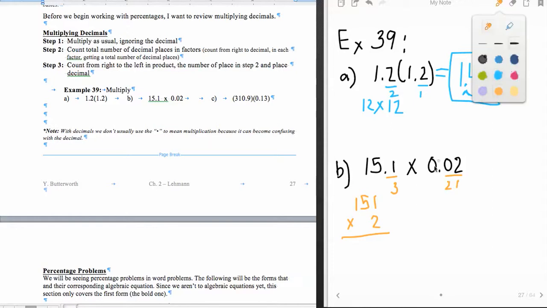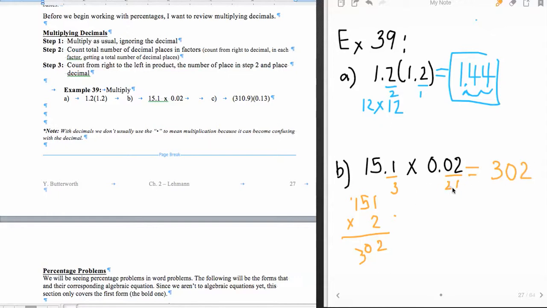In my next one, I have 15.1 times 0.02, and so I'm going to ignore the decimal for the time, multiplying 151 times 2. So 2 times 1 is 2, 2 times 5 is 10, carry the 1, and 2 times 1 plus 1 is 3. So we have 302. I'm going to write the 302 here, and then I have 1, 2, 3 total decimal places. The decimal goes there. You know I like to put zeros out here in front so those decimals don't get lost.